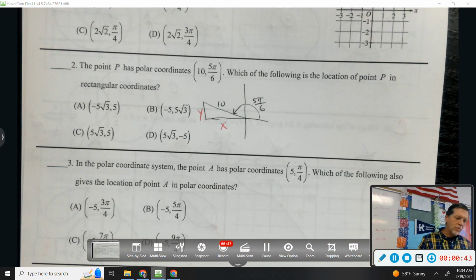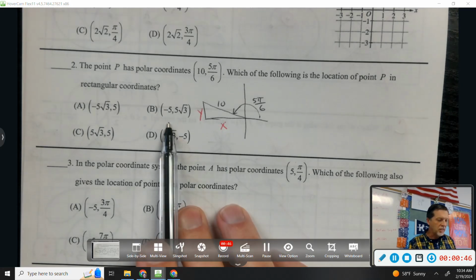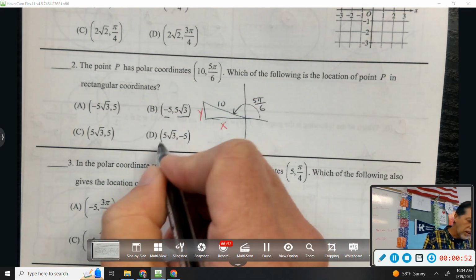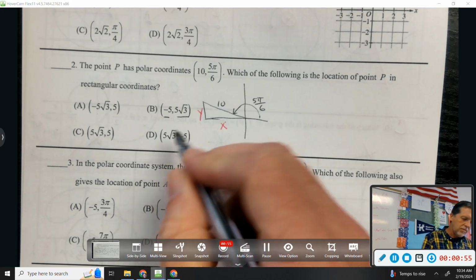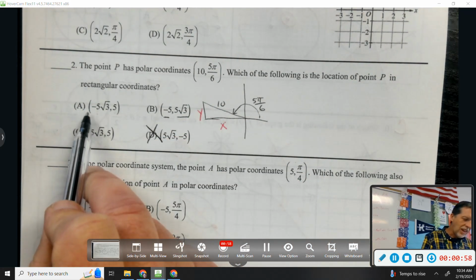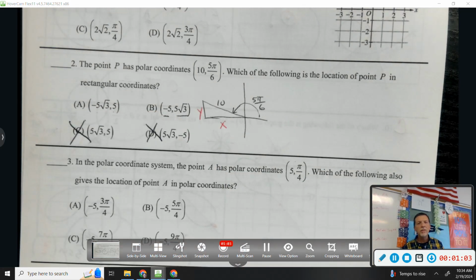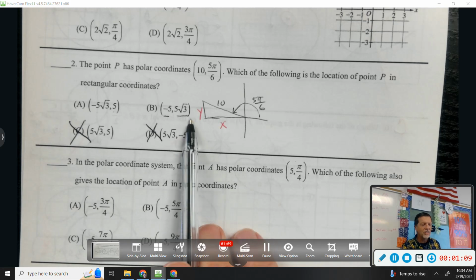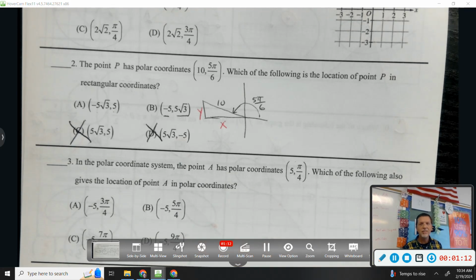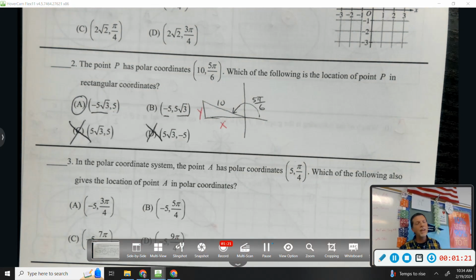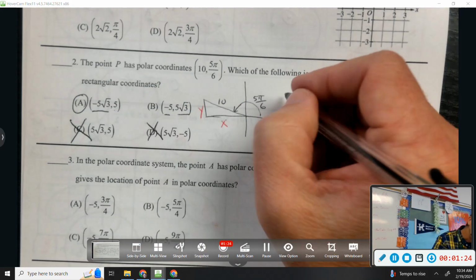Okay, well, even just looking at the picture, x should be negative, y should be positive. So x negative, y positive. B works. D is wrong. A is negative, positive. C is positive, positive. So C is out. So I'm down to A and B. If I draw my picture right, which side length is longer, x or y? Just looking at the picture, x. So I look at my options, and 5 root 3 is bigger than 5. So I know it's A without really even doing the official stuff.